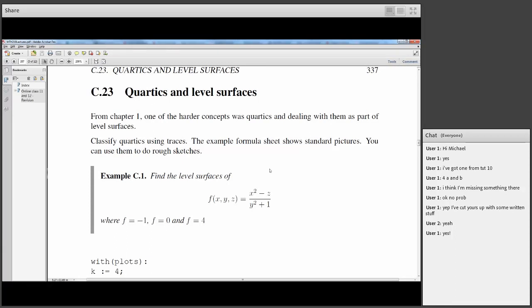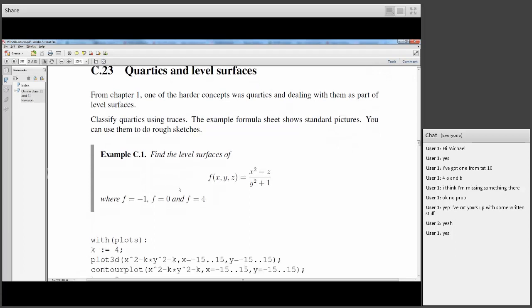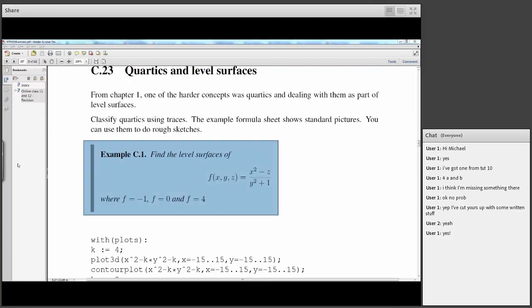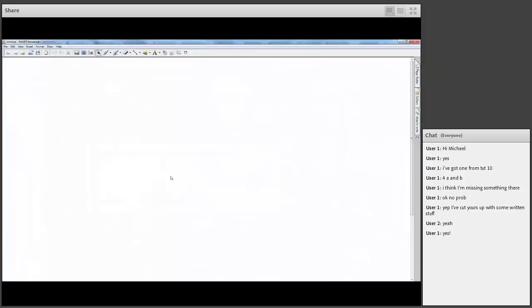But the thing that I suspect people really found difficult is normally the drawing stuff, particularly when it comes to the quartics or things that are in high dimensions. So I've just got one harder question here, just reminding you of some of the different aspects that you need to do.